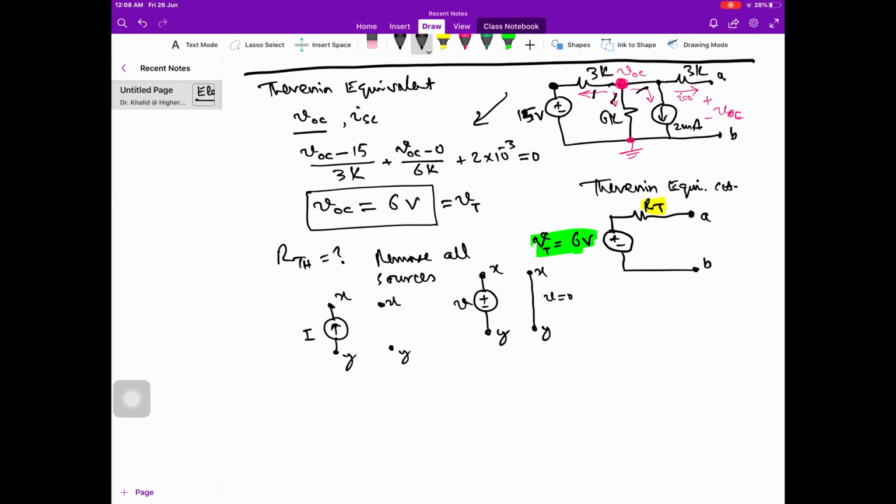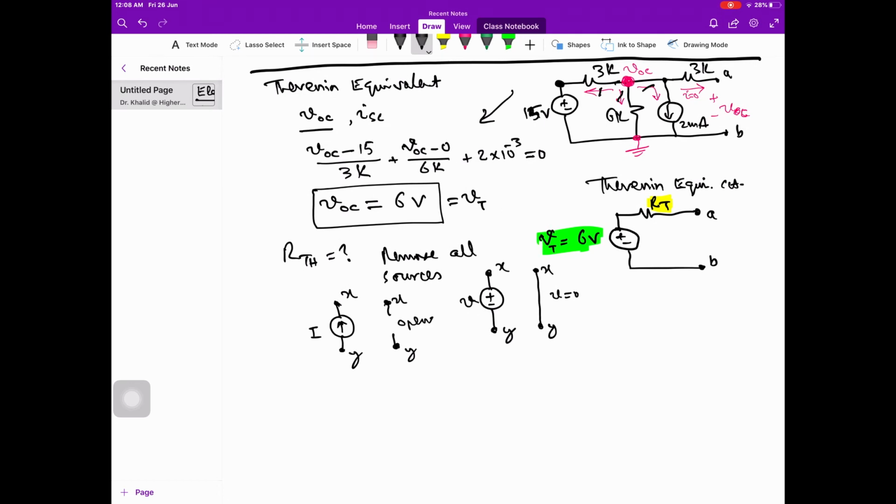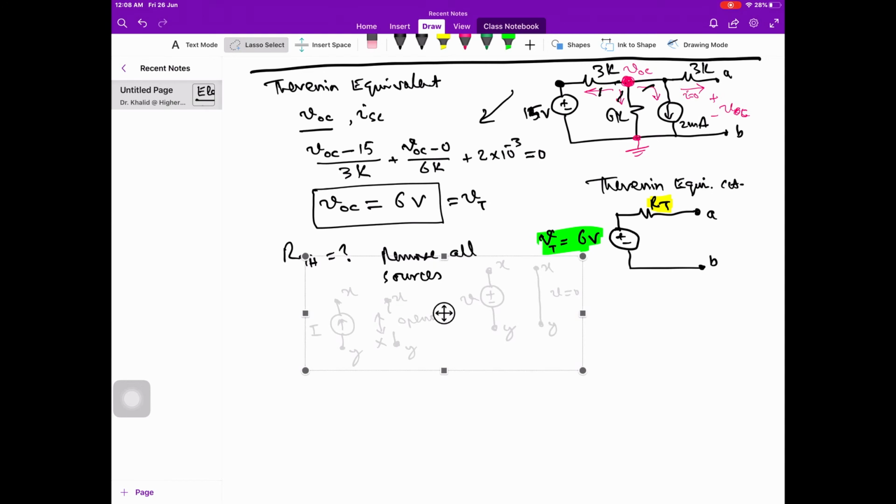As the current source is connected between X and Y, we open circuit it. There is no need to show these dot signs over here. We just leave it open. We have opened it over here, and the current flowing through in either direction is 0. There is no current flowing through it. So in short, the voltage source is short-circuited and the current source is opened.